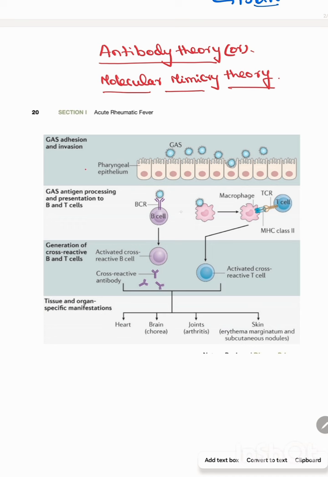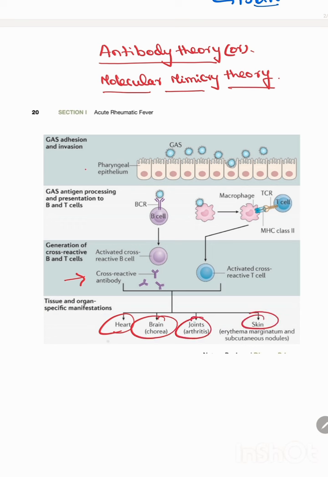Simultaneously, the local immune milieu will in turn identify these antigens, and these antigen presenting cells will present these antigens to our T cell as well as B cell. The MHC class 2 recruited T helper cell will transform into a T helper cell, which in turn activates the B cell to produce antibodies. These produced antibodies are called cross-reactive antibodies, and they cross-react with heart antigen, brain antigen, joint antigen, and skin antigen responsible for these manifestations.